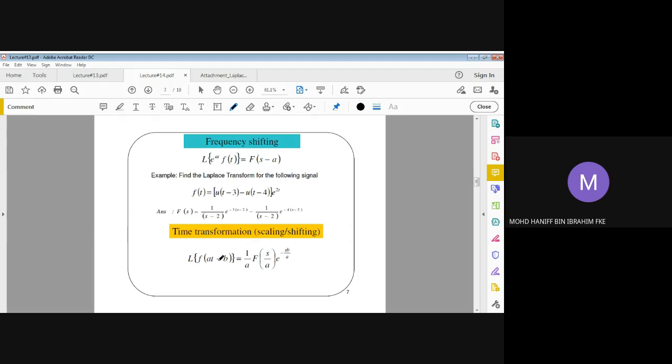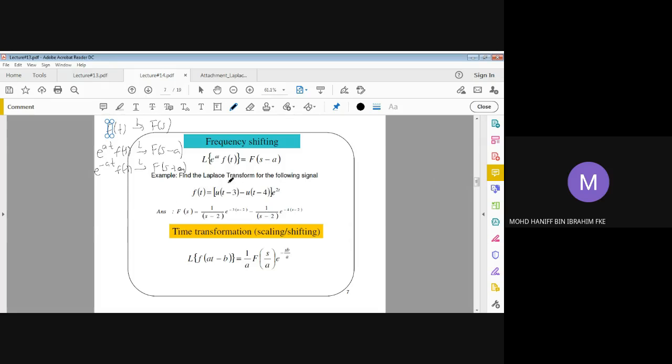Right. Next will be the frequency shifting property. If we have f(t), the Laplace of it will be F(s). If we have a multiplication of f(t) with the exponential function, let's say e to the at, this will result in the shifting of frequency. That will result in F(s minus a). And if we have exponential of negative at times f(t), the result will be F(s plus a). So this is the property of frequency shifting.